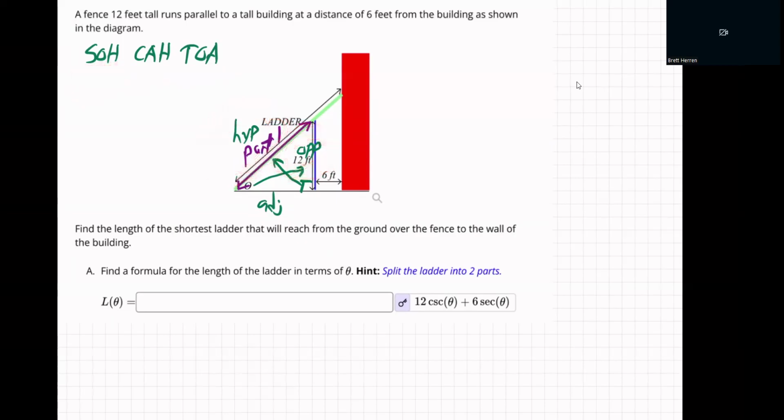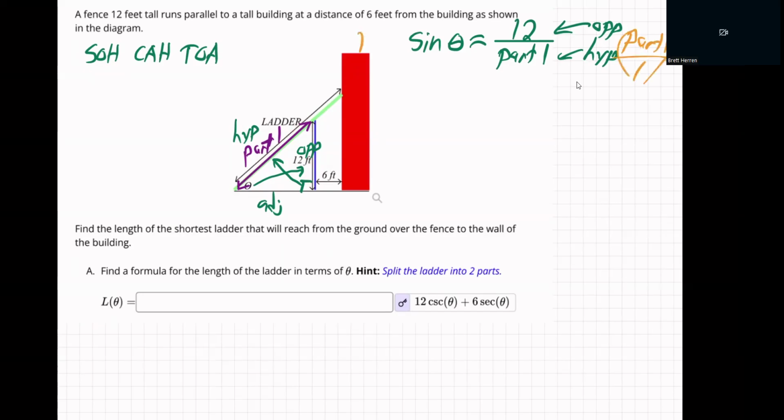So that means I'm going to write the equation. Sine of theta is opposite over hypotenuse, so it's going to be 12 over part one of the ladder, because that's opposite and that's hypotenuse, and sine is opposite over hypotenuse, right? It's 12 over part one. And so now I can solve that equation for part one, just multiply by part one on both sides.